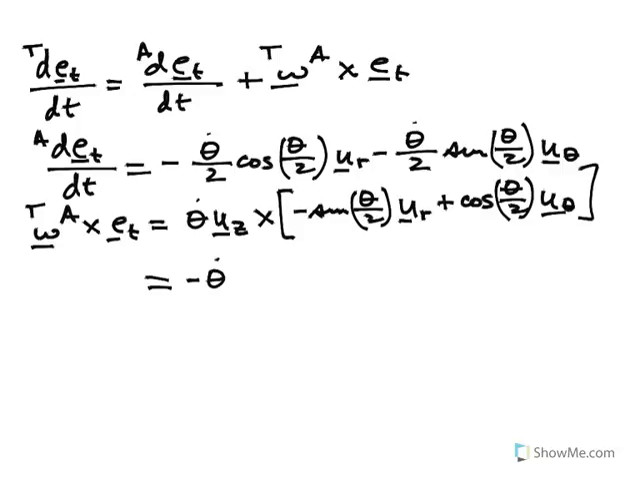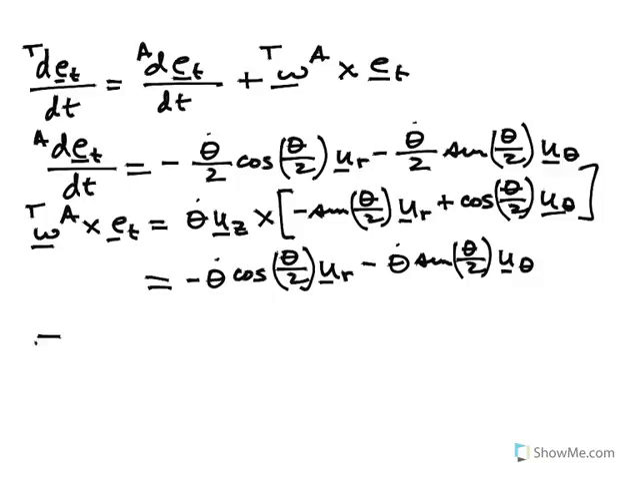So I get minus theta dot times the cosine of theta over 2 times ur, minus theta dot times the sine of theta over 2 times u sub theta, which gives that the rate of change of the tangent vector as viewed by an observer fixed to the track is equal to minus 3 halves theta dot.